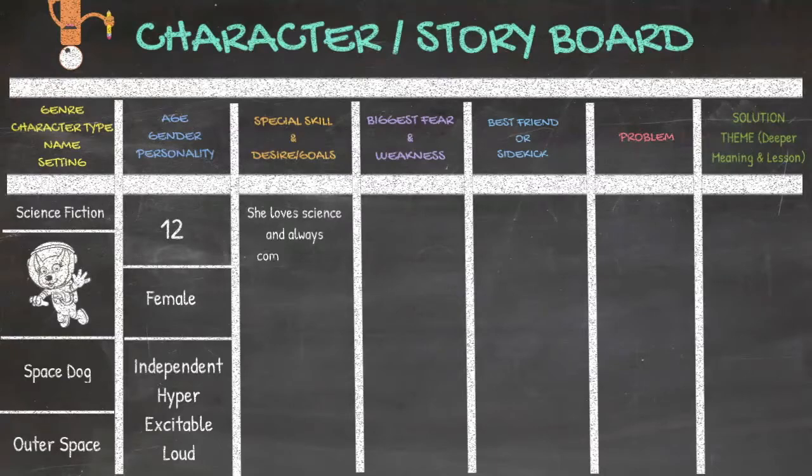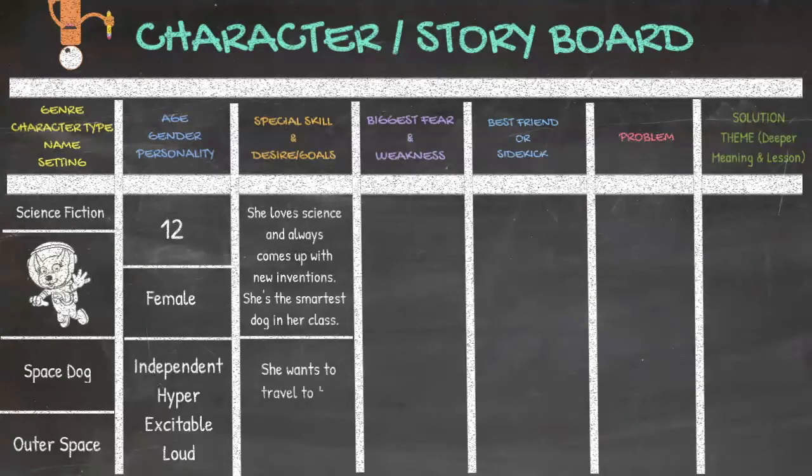What if she loves science and she's always coming up with new inventions, and we should probably just make her the smartest dog in the class. And if she has an inner desire or a goal, something that she really strives to do, I think it would make sense for us to have her want to travel somewhere cool, like the largest planet, Jupiter. I mean, this is science fiction, so anything goes here.